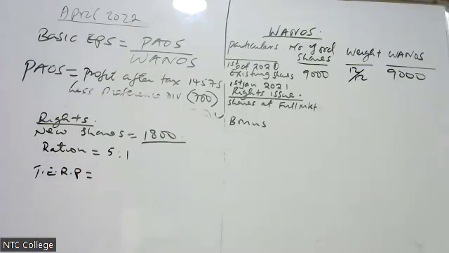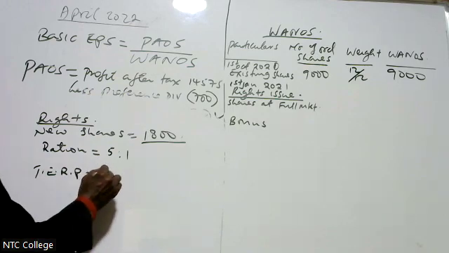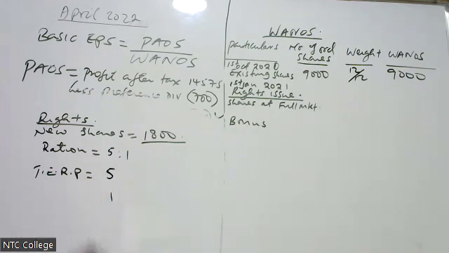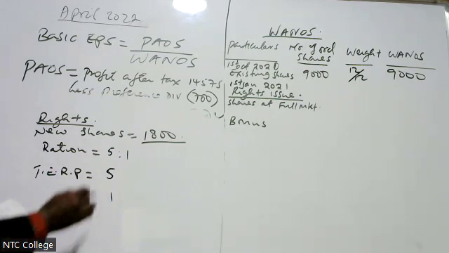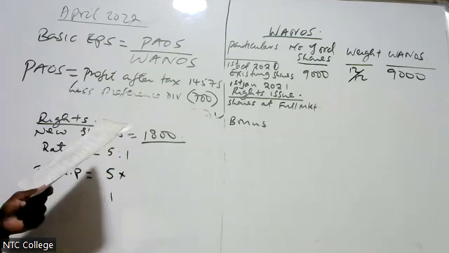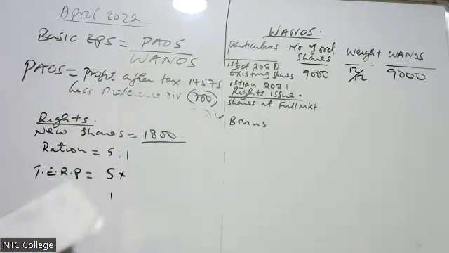Theoretical ex-rights price. We say if you have 5 shares, you get 1 free. What was the price of 5? The price of 5 was shillings 5, because on the cum-rights basis it was shillings 5, that was the price.